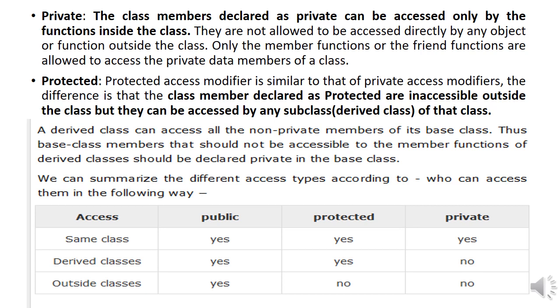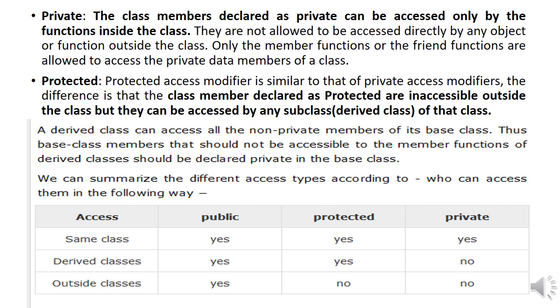Next is the private access specifier. If you declare your data members under the private access specifier, they can be accessed only by the functions inside that class, that is the member functions of that class, and also the friend functions of that class. That means these data members are not allowed to be accessed by any object or functions outside that class. They are only accessible inside that class by the member functions of that class, and also a friend function can access those data members.